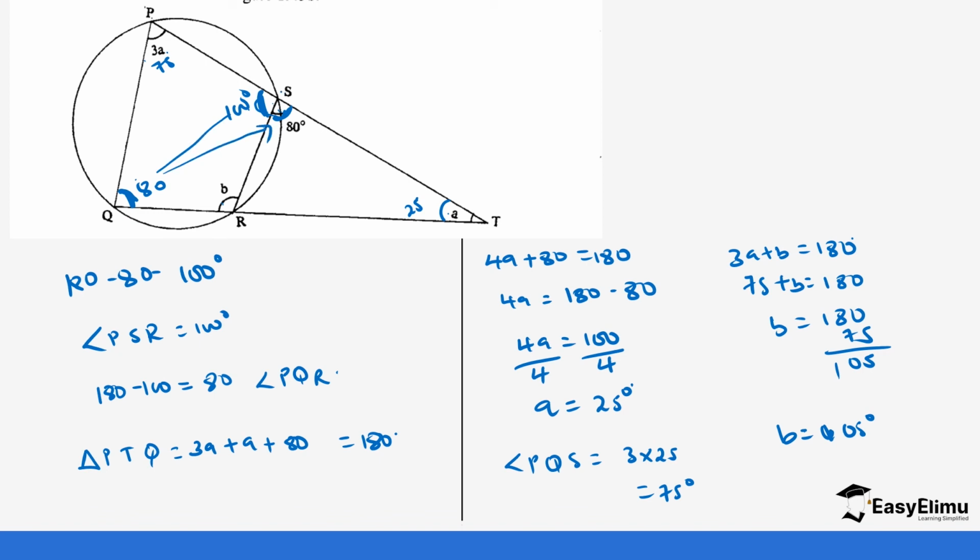Let's look at another question. So you have been told to look for the value of x and y. So the first thing you notice is we are going to get this angle here, and this angle is going to be 180 minus 80, which is going to give us 100 degrees. So this is 100 degrees.